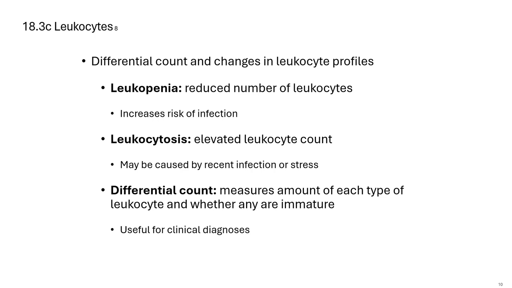And then you can look at what's called a differential. A differential simply looks at the different types of white blood cells and sees which of those is elevated, right? And again, this can be useful for clinical diagnoses. So if you have an elevated neutrophil count versus an elevated eosinophil count versus an elevated monocyte count, this may clue the healthcare team in to something more specific that may be going on other than just an elevated white blood cell count, right? So that's a little something to think about, right?